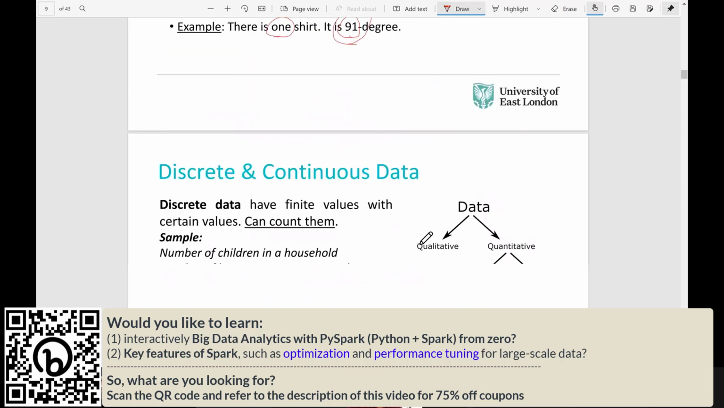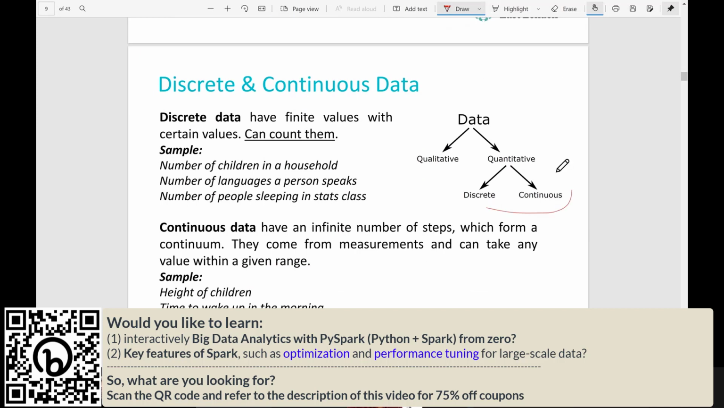So quantitative observation. For quantitative, we have two types of data that we call discrete and continuous. It's simple: if you can count your data, then we call it discrete, like the number of children, number of languages, number of people. There are 4 children, I know 2 languages, there are 100 people. So we can count them. But continuous data have an infinite number of values, and it's better to say we cannot count them, like the height of children.